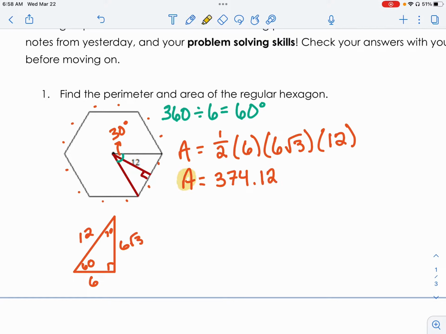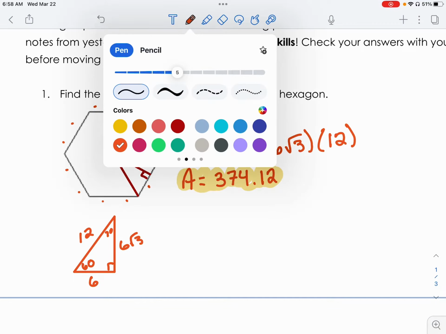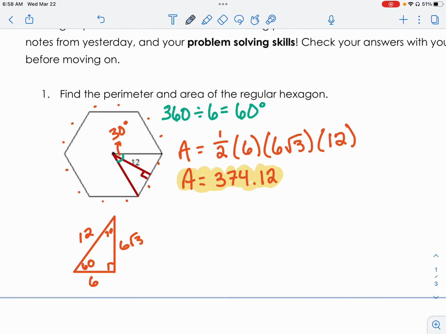Now the perimeter, pretty simple, because if I go back to our special right triangle, the apothem was 6 radical 3, and then just one side is 6, and I have 12 of those little dots that are all representative of 6. So my perimeter, just counting all of those up, would be 72.